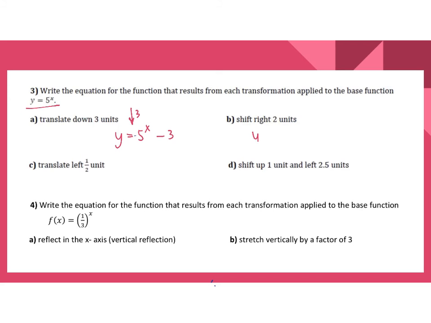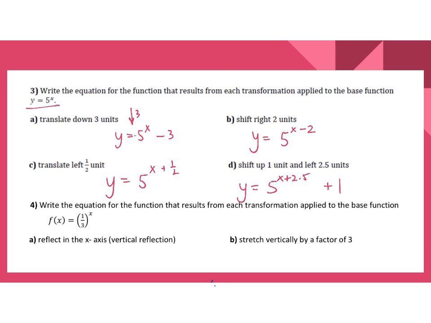Shift right 2 units. So left and right goes with the x value, so I have to go right. If I go right, that's towards the positive, so I'm going to write negative 2. Translate left half a unit, so y equals 5, and it's happening with the x, and I'm going left, so plus half a unit. I'm going to shift up 1 unit and left 2.5 units, so y equals shift left. Let's do the left first because that's with the x, so left would be x plus 2.5. And then the up 1 is plus 1 at the end. Notice that the plus 1 is not in the exponent.